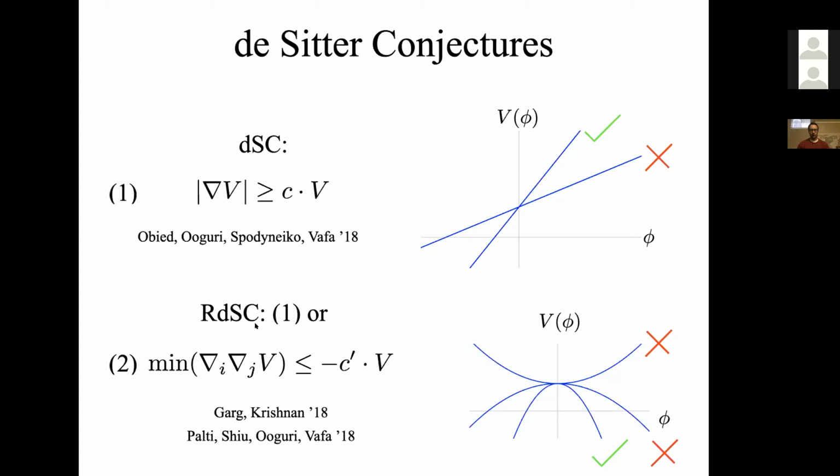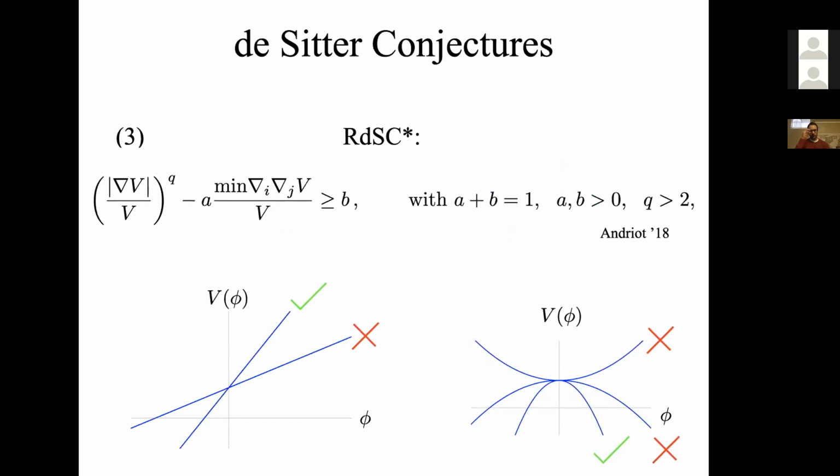The refined de Sitter conjecture came a little bit later. These people said that either this condition should hold or this condition should hold. There should be an upper bound on the smallest eigenvalue of the Hessian of the scalar field potential. This bound would allow for critical points, but it would rule out minima. It would even rule out maxima of the potential, or saddle points, if they're not tachyonic enough. They say that you really need a really steep hilltop like this.